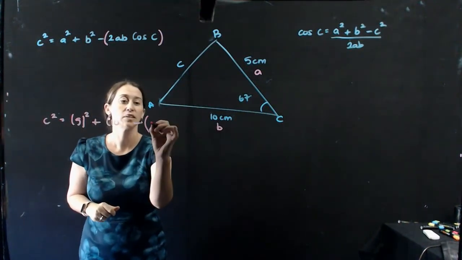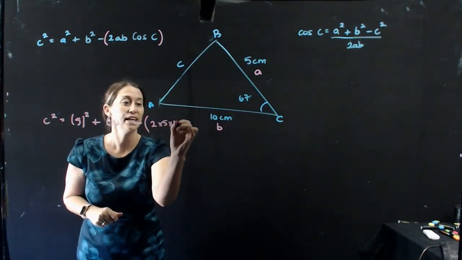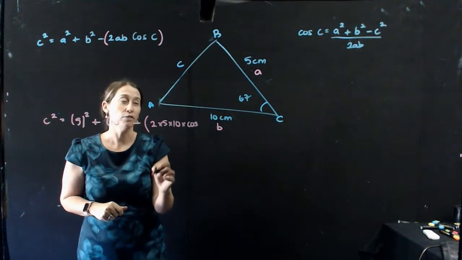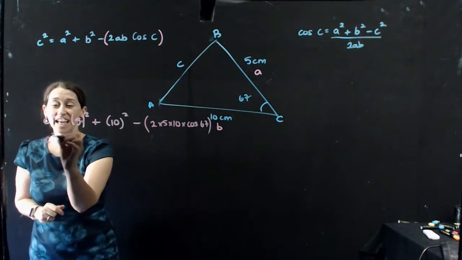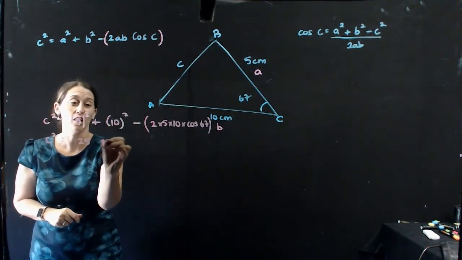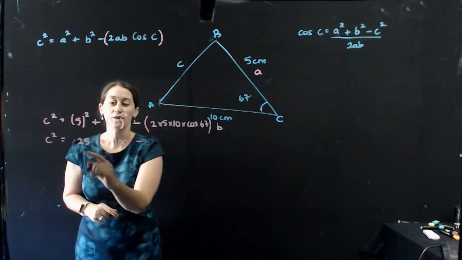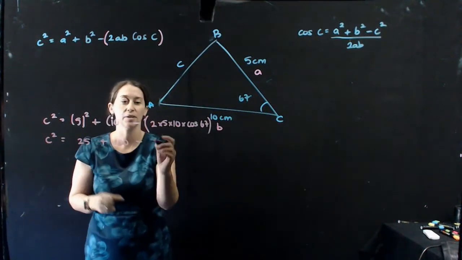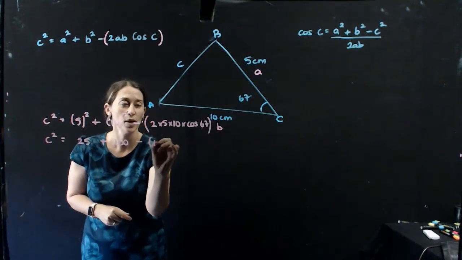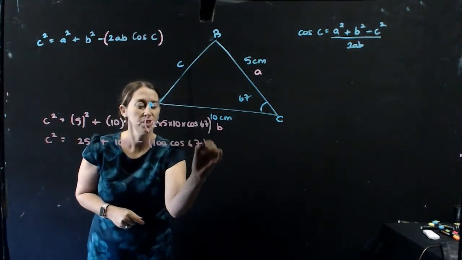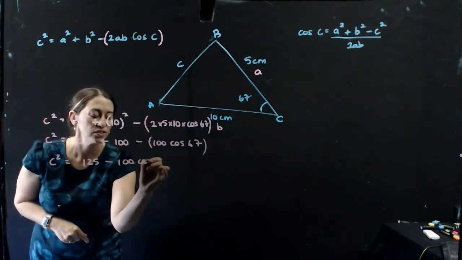I'm taking away two lots of a times b, so 2 times 5 times 10 multiplied by cos of C, which is 67. I just managed to squeeze that in. Now, work out as much as you can without the calculator. 5 squared is 25, 10 squared is 100. This you could work out at the time, but you can put here 125, take away all of this. 2 times 5 times 10 is 50 times 2, which is 100. So I'm taking away 100 cos 67. So c squared equals 125, take away 100 cos 67.